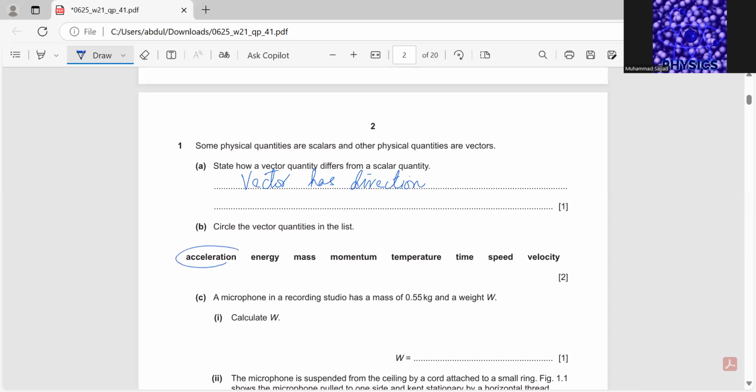Circle the vector quantities in the list. Acceleration is a vector quantity. Momentum is a vector quantity. And velocity is also a vector quantity.